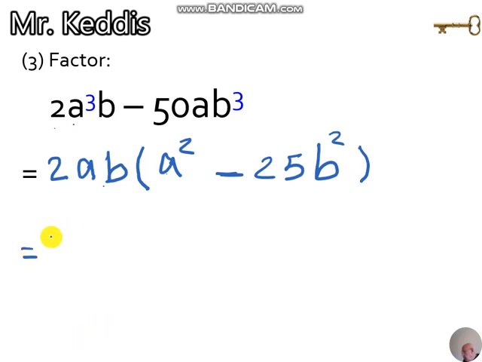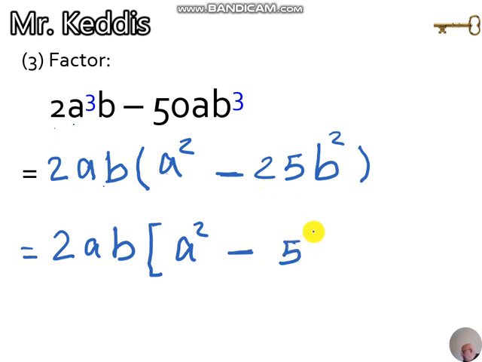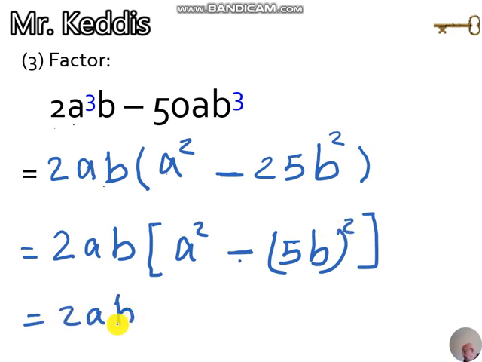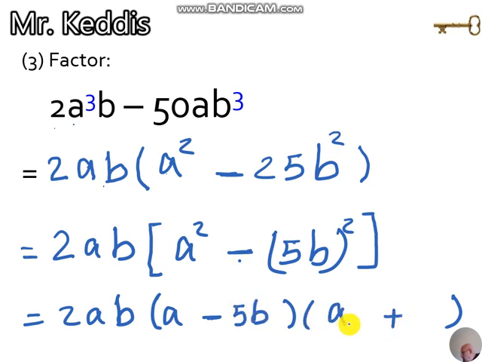Equal under equal, 2ab, and this becomes a squared, and this one becomes 5b quantity squared, because 5b times 5b, I get 25b squared. This becomes the difference between two squares, means 2ab, and this one, a minus 5b, plus a plus 5b.